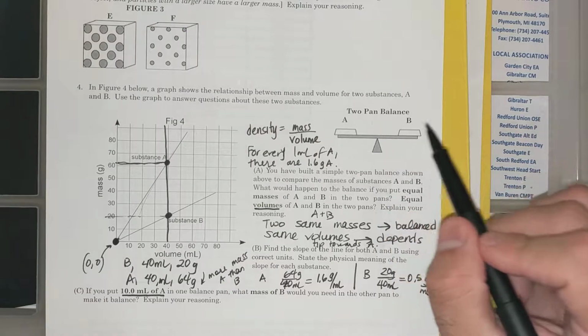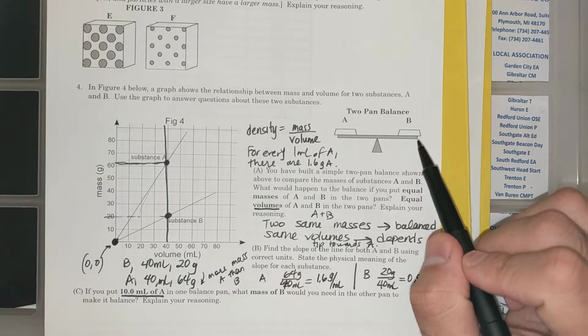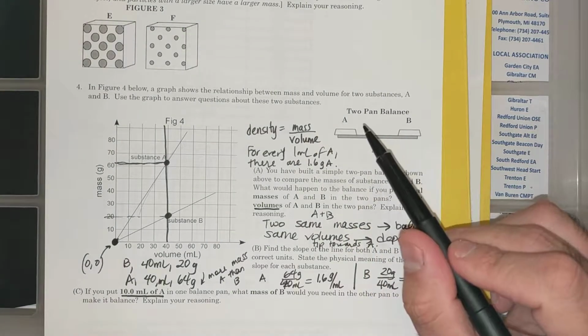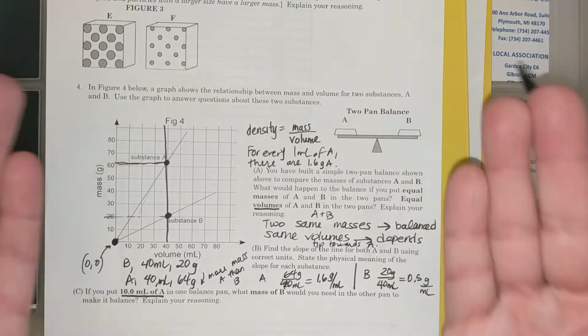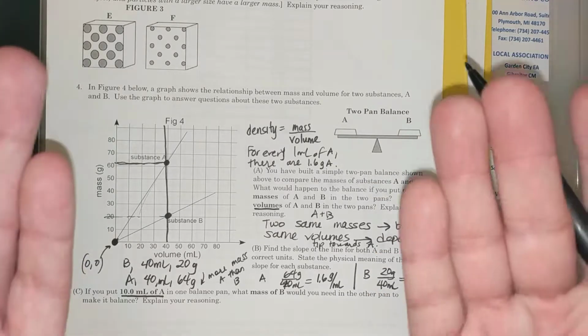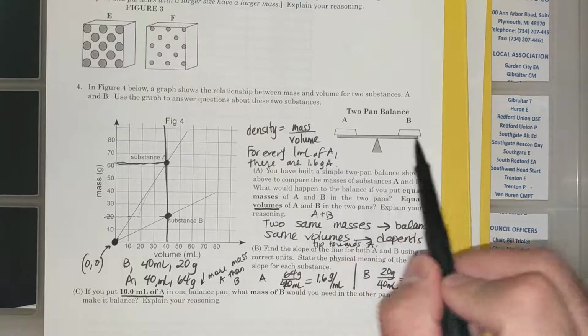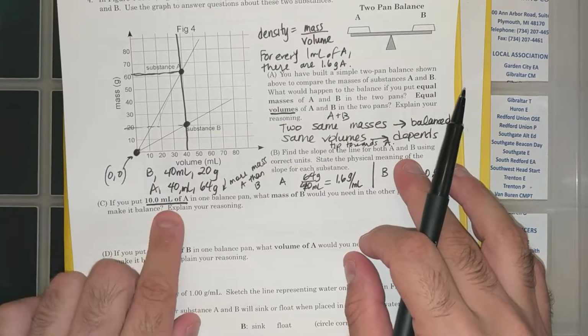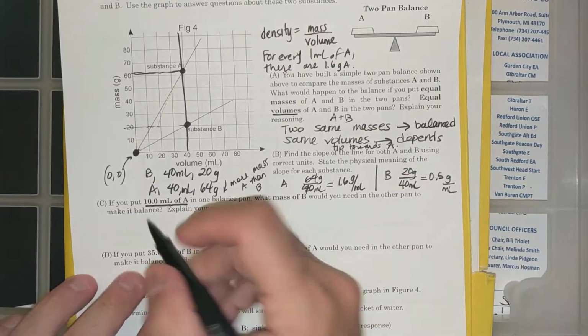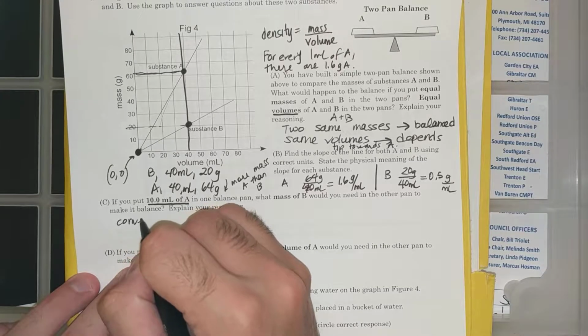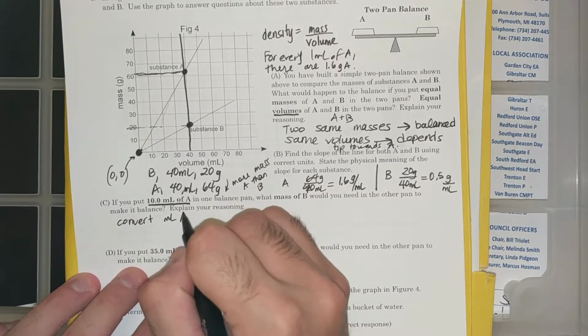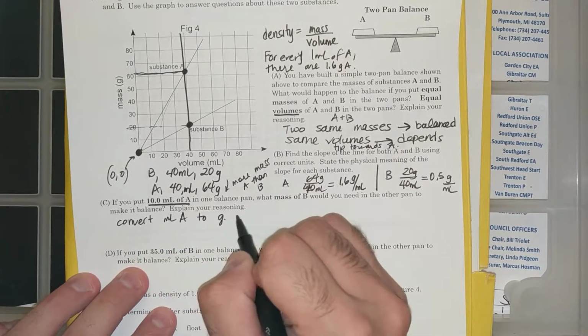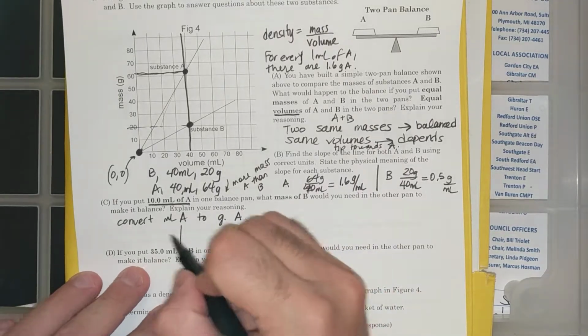Now remember, I need to have masses in these pans, not volumes. And if I want the pan to be balanced, I need to have equal masses of A and B. Well, if I have 10 milliliters of A, I want to convert milliliters of A to grams of A. Now there's two ways of doing this.